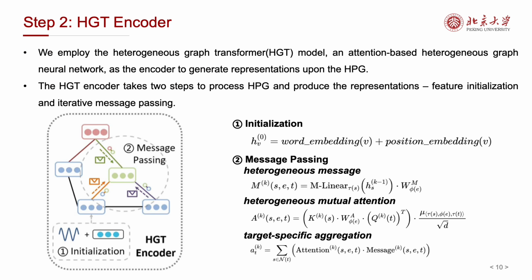After getting the heterogeneous program graph, we use the heterogeneous graph transformer to process it. It is an attention-based heterogeneous graph neural network used as the encoder to generate representations upon the HPG. The HGT encoder takes 2 steps to process HPG and produce the representations: feature initialization and iterative message passing, with heterogeneous message and heterogeneous mutual attention.